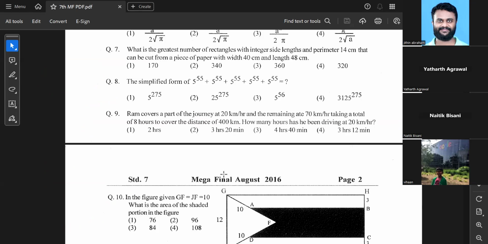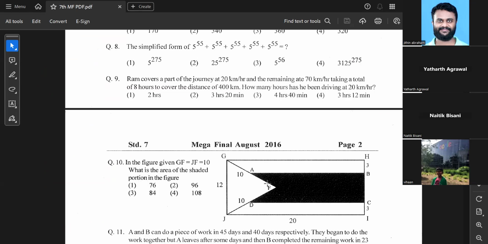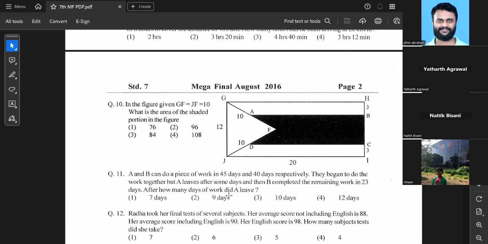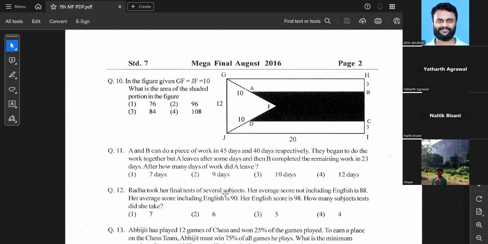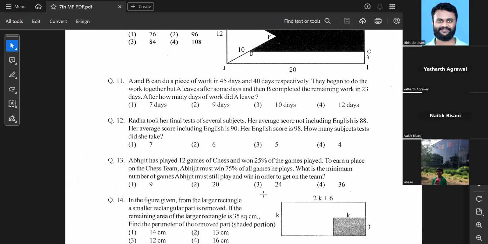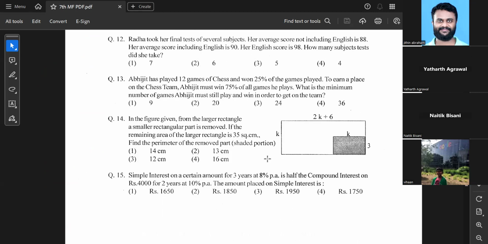Question number 10 was already solved in the class. I remember doing this, so I'm not going to repeat it because I had taken a lot of time to solve it. So please go through the recording. I think beyond this, almost all the papers were solved.